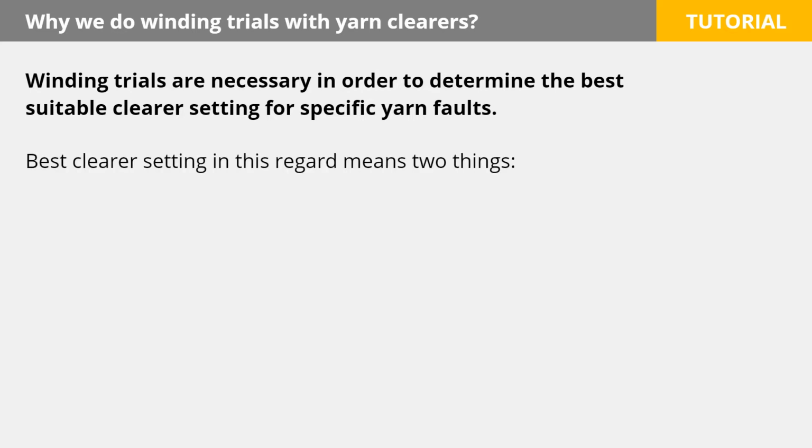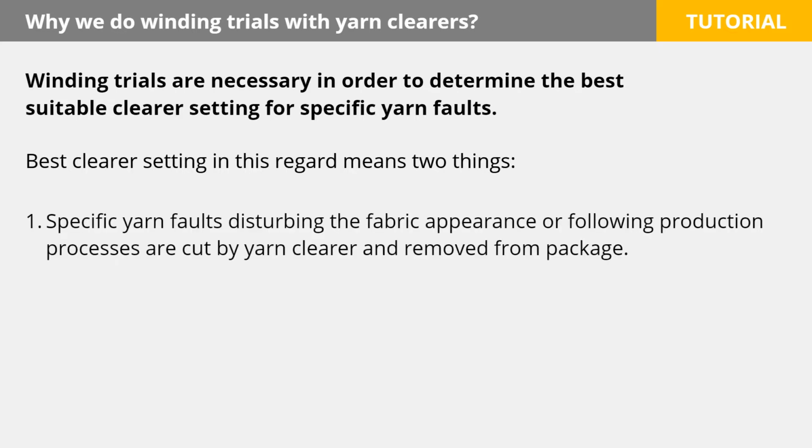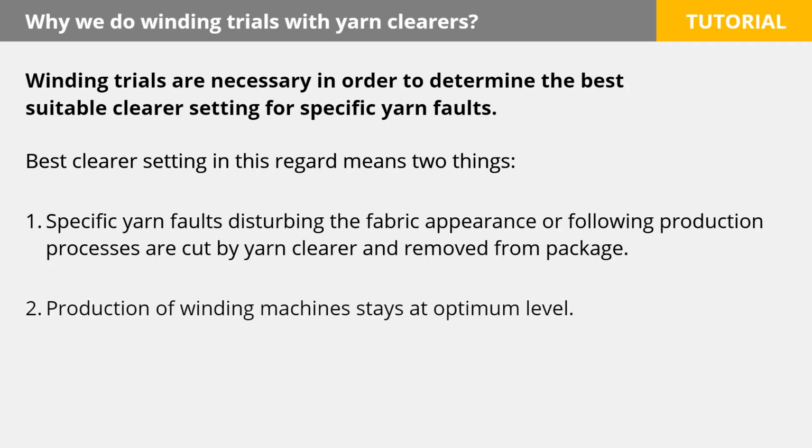Best clearer setting in this regard means two things. 1. Specific yarn faults disturbing the fabric appearance or following production processes are cut by the yarn clearer and removed from the package. 2. Production of winding machines stays at optimum level.